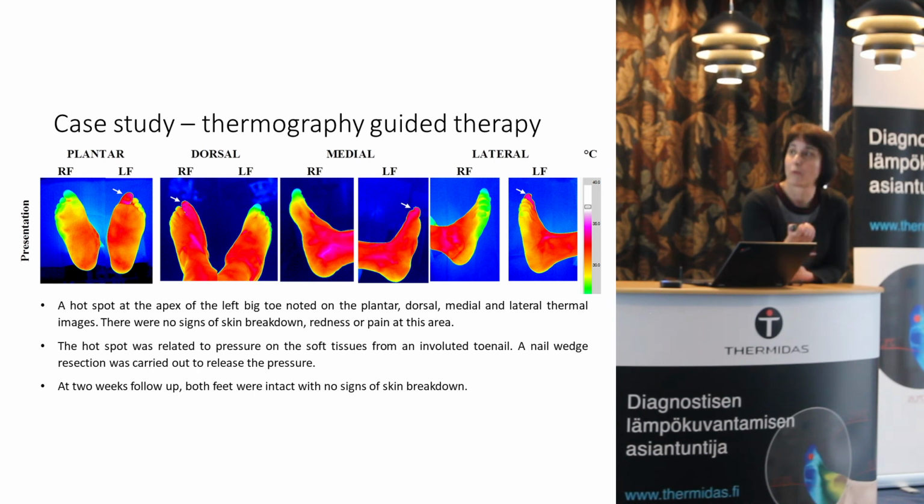This is an example of the thermal images. You can see the plantar, the dorsal, medial, and lateral. And on the left foot, you can see this red hallux, or hot hallux, which was reddened and inflamed on the thermal image, but on clinical presentation, there was no real indication of abnormality. You can see that this hot spot was detected on the plantar, dorsal, medial, and lateral image.